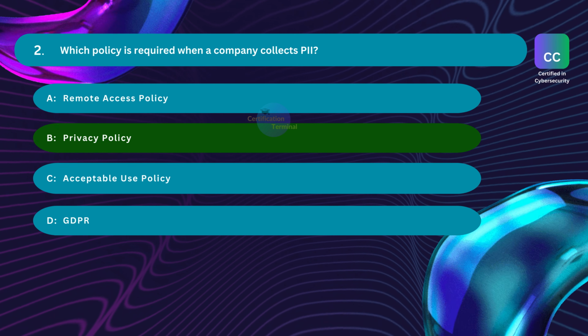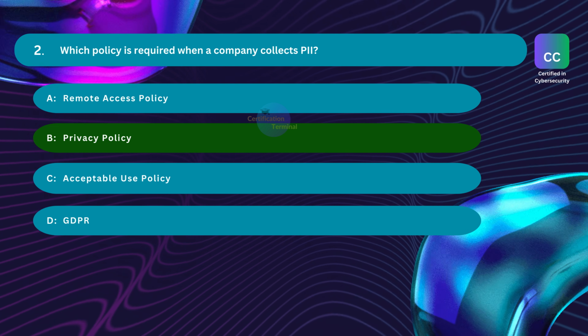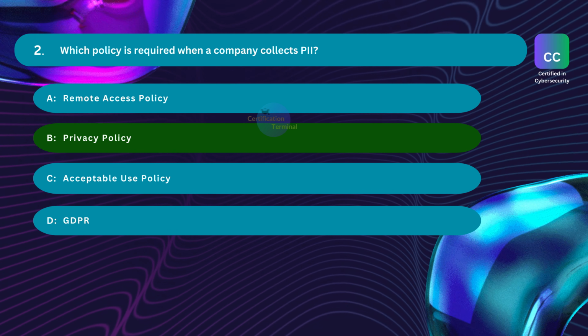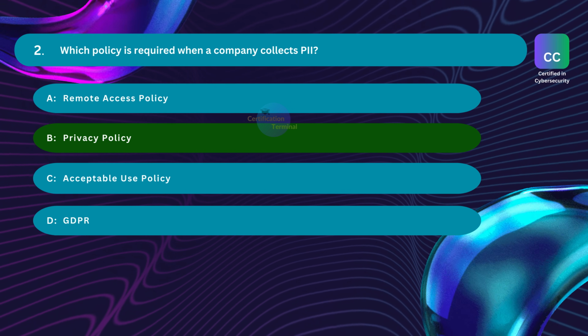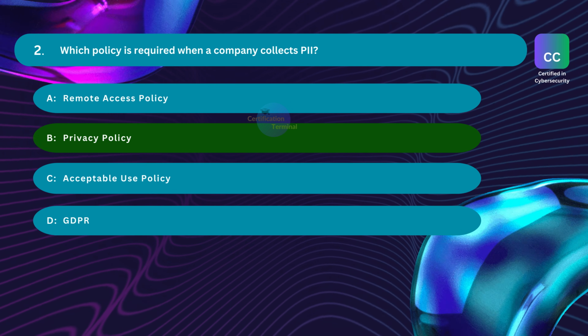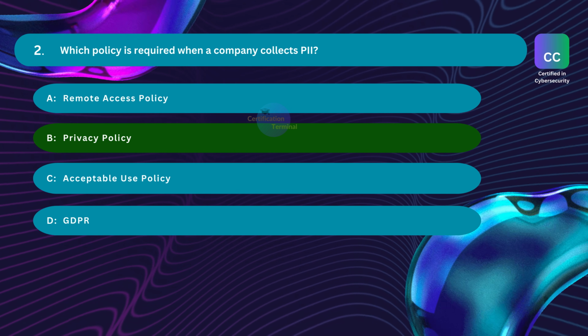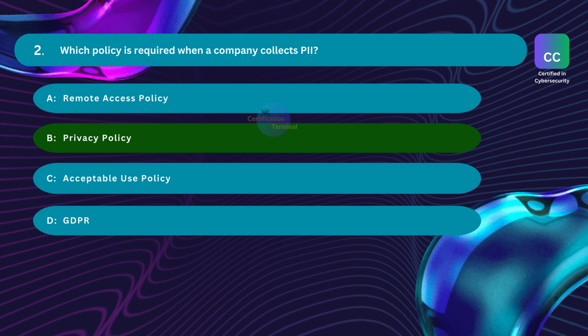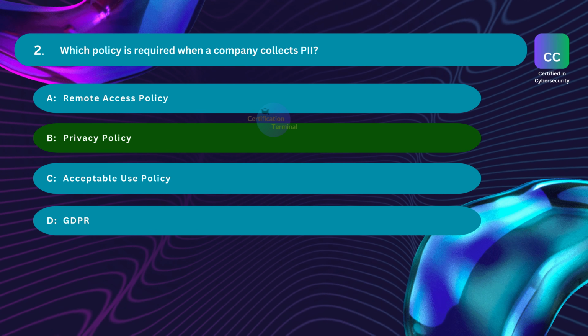A privacy policy is essential when an organization collects PII as it outlines how the company handles, processes, and protects the personal information of individuals. It details what types of personal information are collected, how it's used, stored, shared, and secured. It also informs individuals about their rights regarding their data.